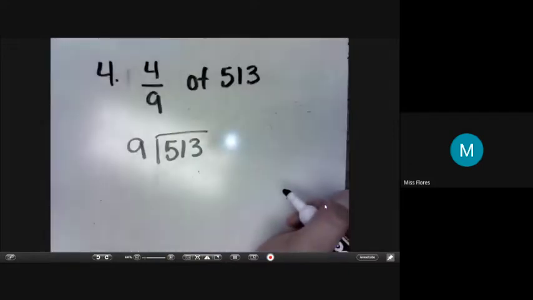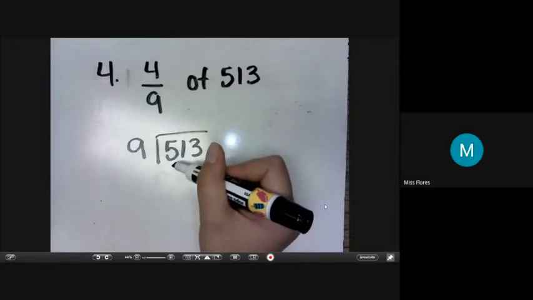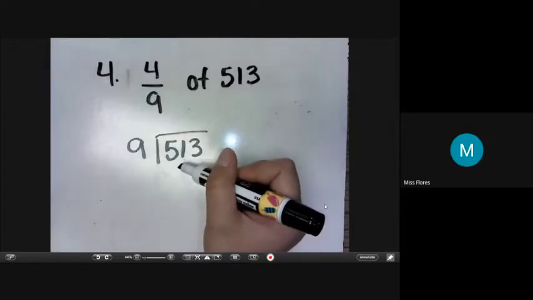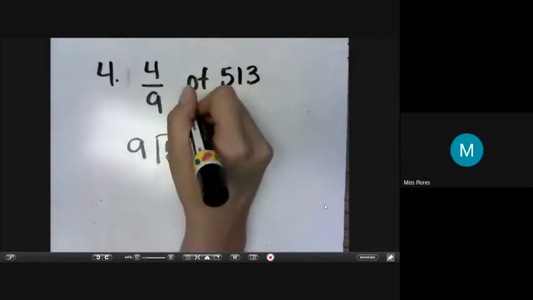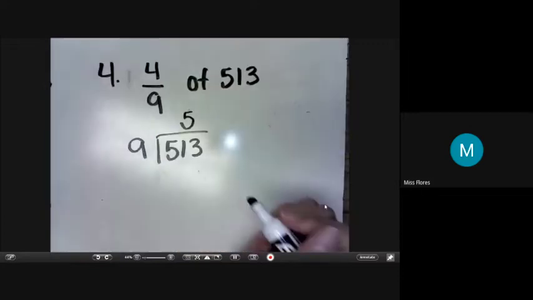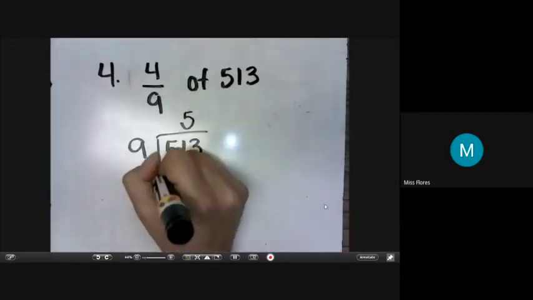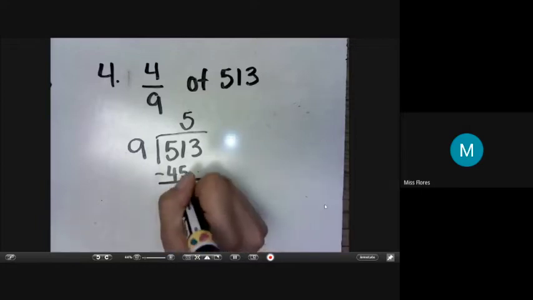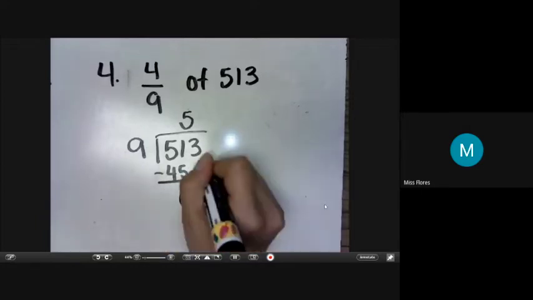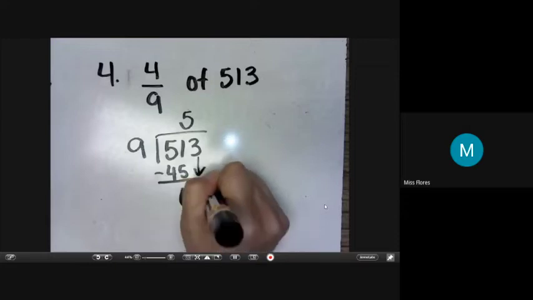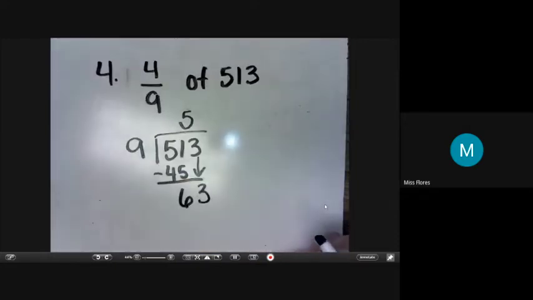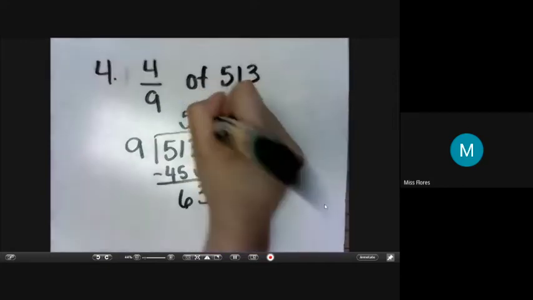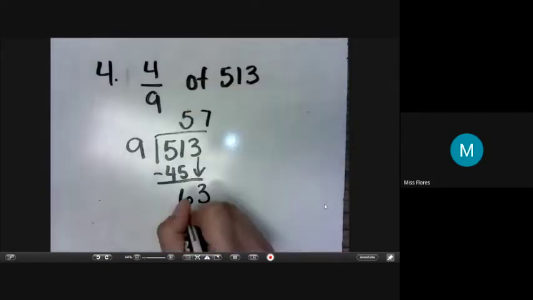Okay. 9 cannot go into 5, so we need to see how many times 9 goes into 51. And it goes in 5 times. 9 times 5 is 45. 51 minus 45 is 6. And we drop down the 3. Then we see how many times 9 goes into 63, and we get 7 times. 7 times 9 is 63, and we get 0.